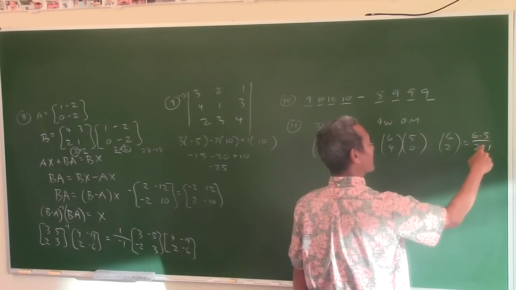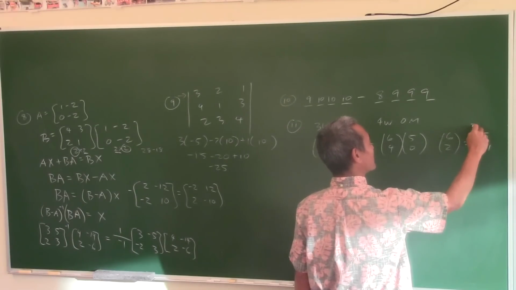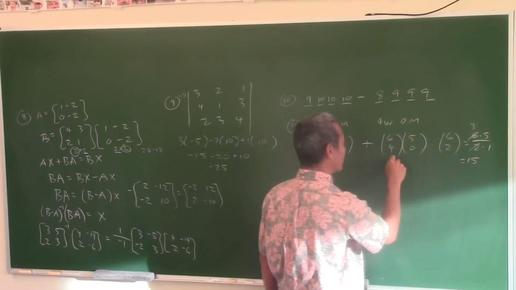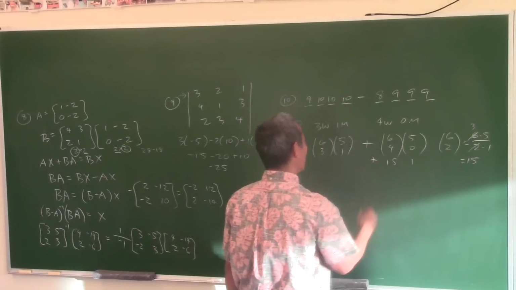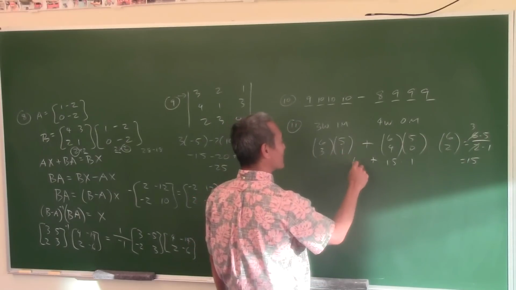So it's 6 times 5 over 2 times 1. 2 goes into 6 3 times, so 15. So this one here will be 15. Of course, that's 1. What the heck, let's just do them all. Anything choose 1 is anything.